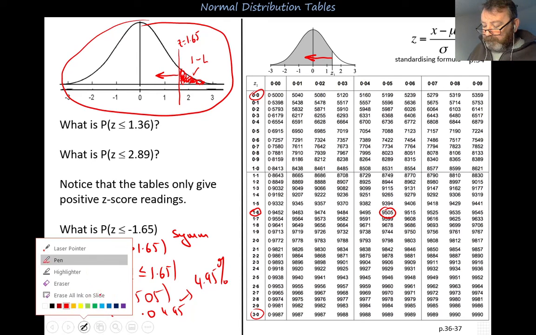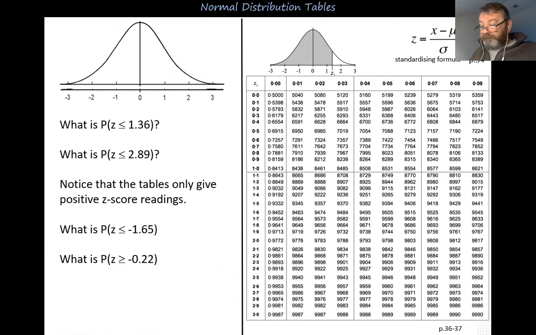I'll do another one of those. Okay, next one. What is the probability that Z is greater than or equal to minus 0.22? Now, think about that for a minute. First of all, where is minus 0.22? Well, minus 0.22 is going to be very close. It's about there, okay? Minus 0.22. That's the Z-score. Okay, the question wants to know what's the probability of being greater than that. So we want to work out what is that shaded area there.